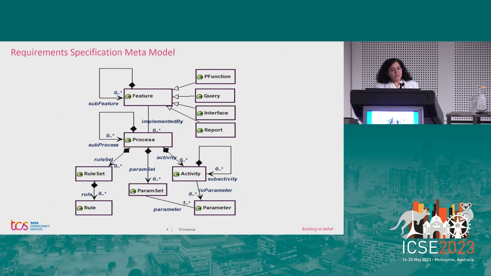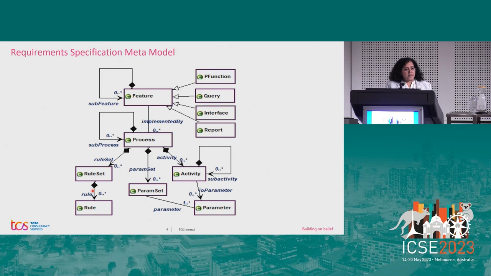Before getting into the details of Doc2Model, I'll quickly show the high-level metamodel we have used. We define a domain-agnostic generic requirement specification metamodel covering requirement specifications of a typical business application. It covers concepts such as feature, I'll just put a pointer here. It covers concepts such as feature, processes, activities, parameters, rules, and so on. So a features hierarchy can be specified, features are implemented by processes, processes can have sub-processes, then processes can have activities, sub-activities, and there can be a grouping of parameters in a param set, and rules are grouped into a rule set.